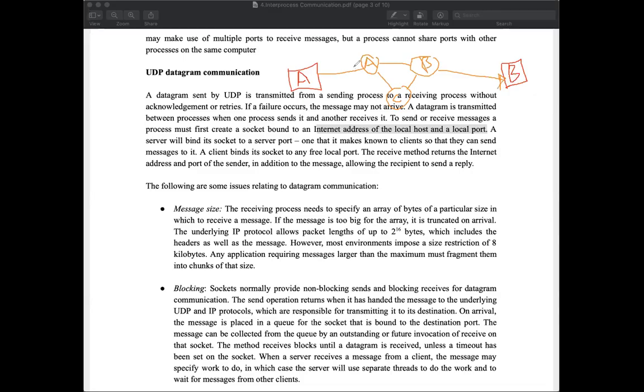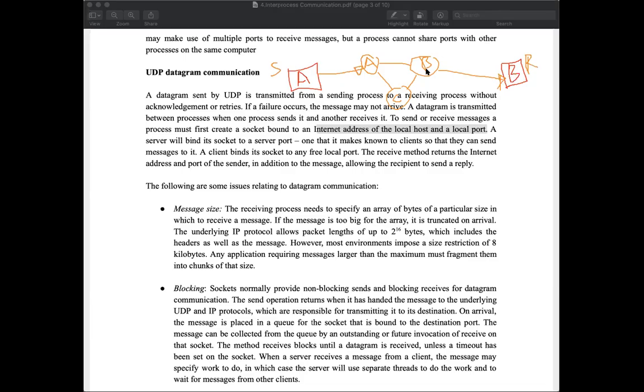For your understanding, I will just use A and B processors. This one will be the sender and this one will be the receiver. And we have three routers, A, B, C. In UDP datagram communication, it's basically connectionless communication. That means the UDP protocol does not try to create a connection between A and B.